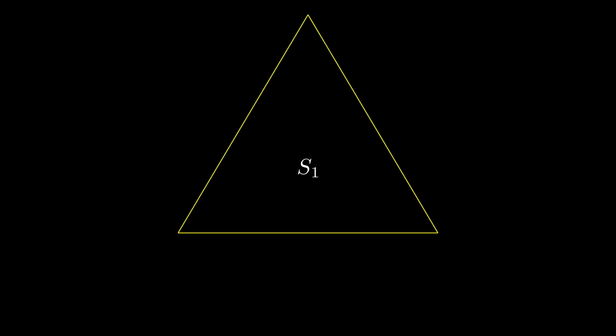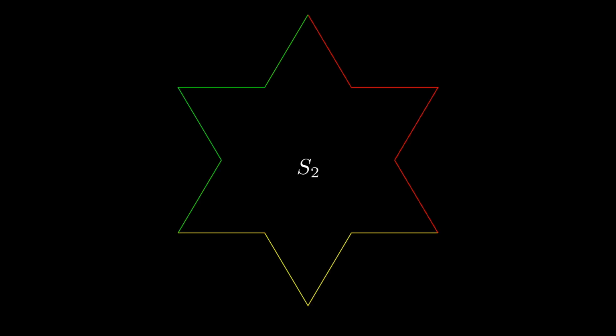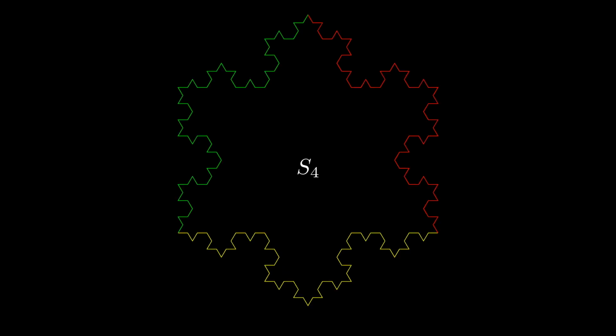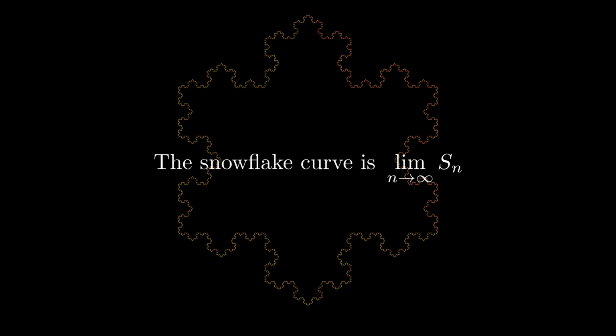The snowflake curve can now be formed by starting with an equilateral triangle S1 and iterating the construction of Koch curves along each of the 3 sides of the triangle. This produces a sequence Sn of polygonal lines that will converge to the snowflake curve as n goes to infinity.